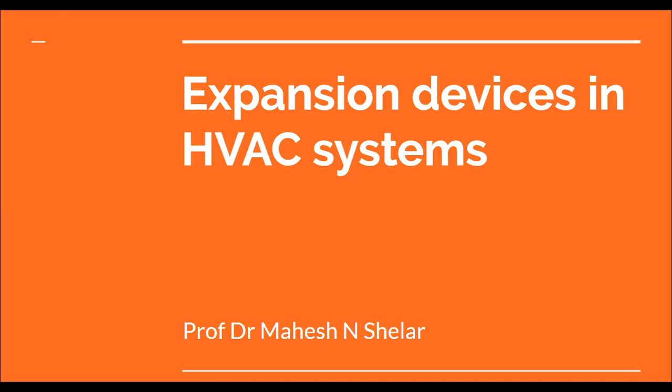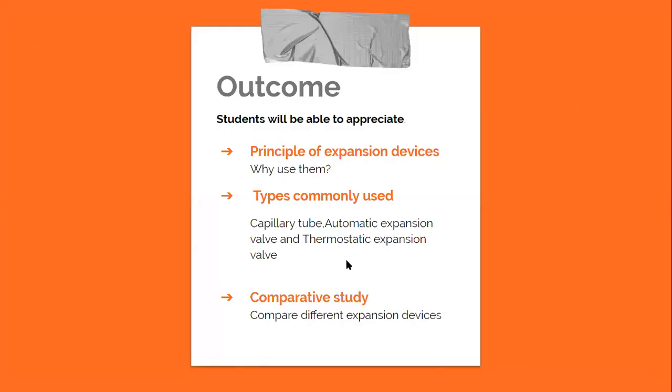So expansion devices, why are they used in refrigeration systems? They are used in refrigeration systems, obviously as the name indicates, to expand the refrigerant from the condenser pressure to the evaporator pressure. So why do we use the expansion devices? That would be clear as an outcome of this video.